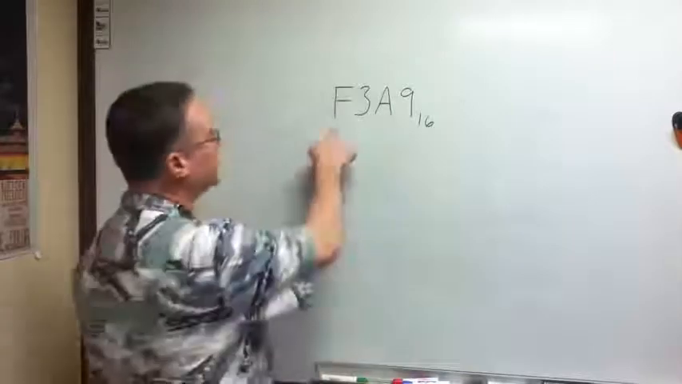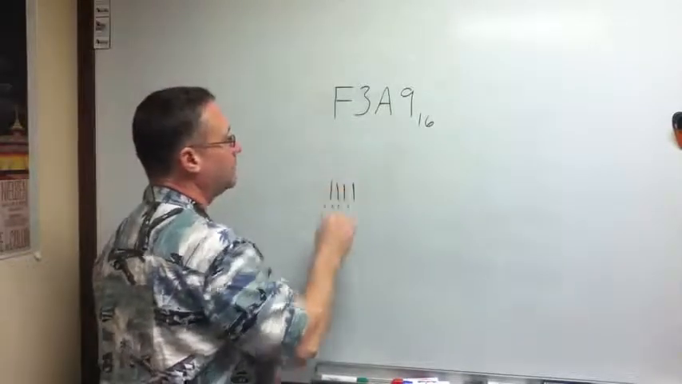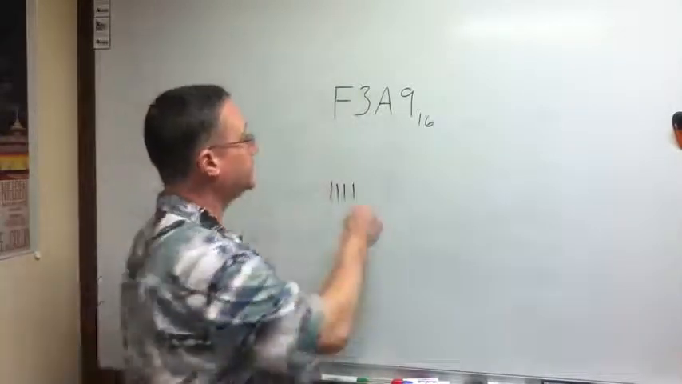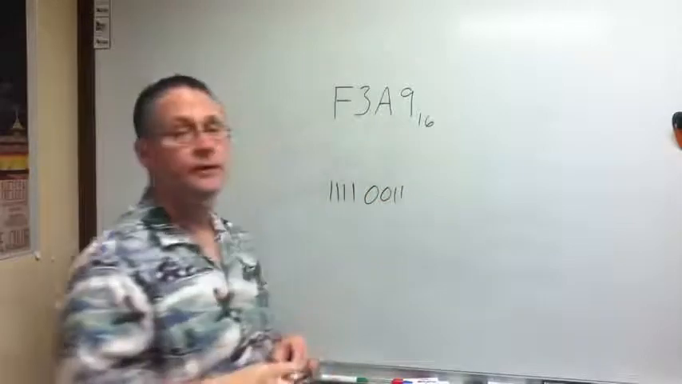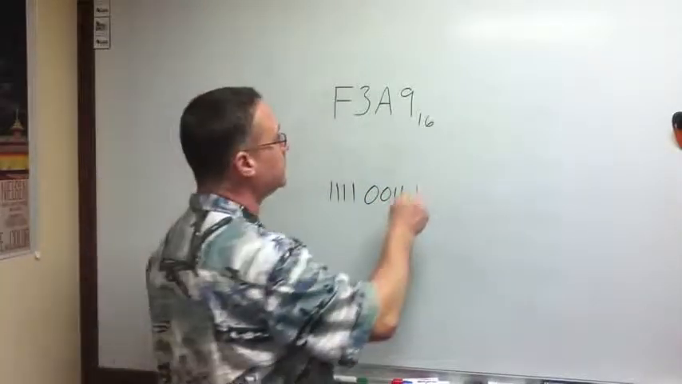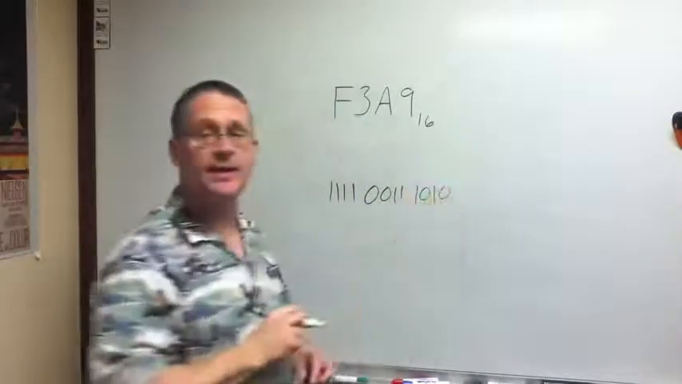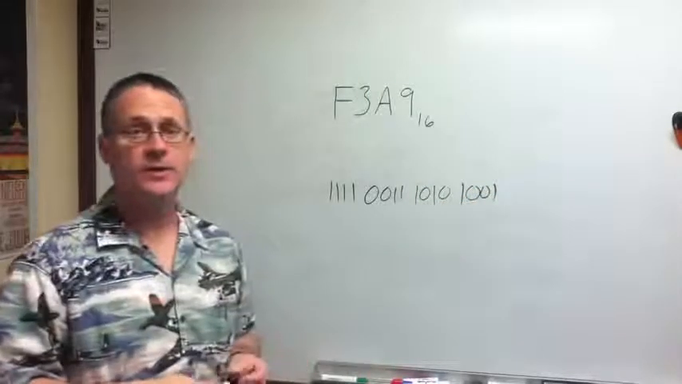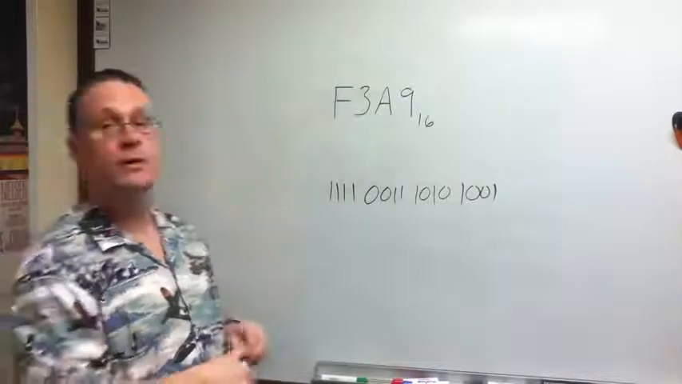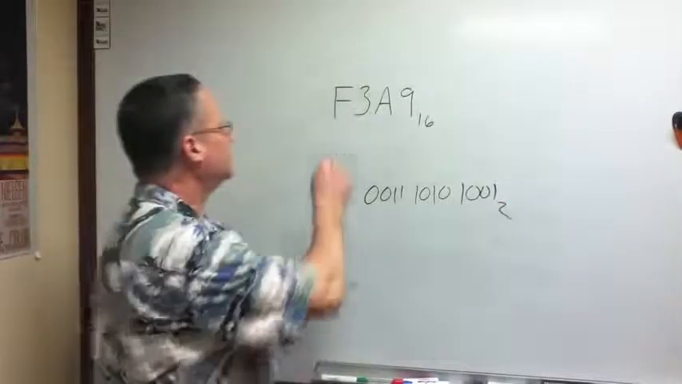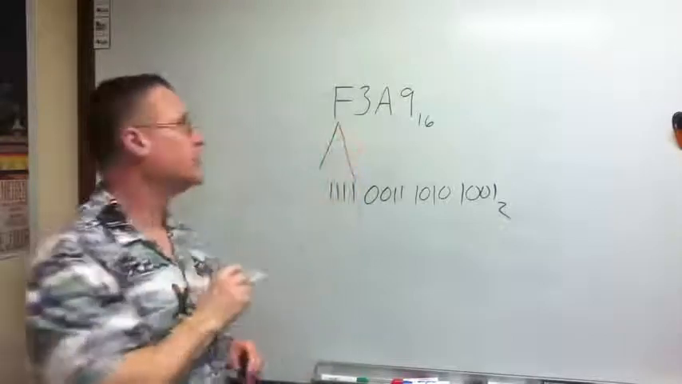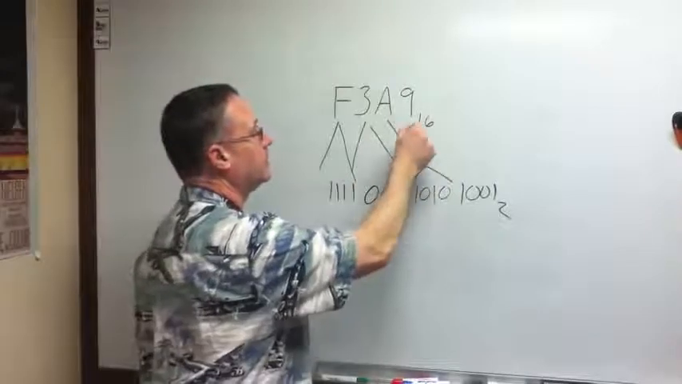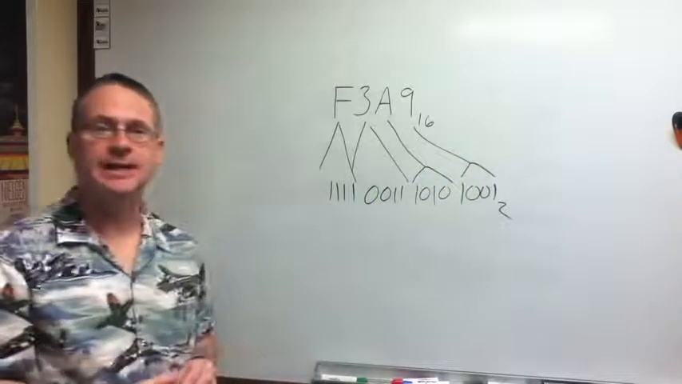So an F is represented by 4 ones, and a 3 is 0011. Then our A is 1010. And finally our 9 is 1001. And so there is the representation of this number in binary. It's just taking each of the bit patterns from the table, sticking them together end to end like that. Simple.